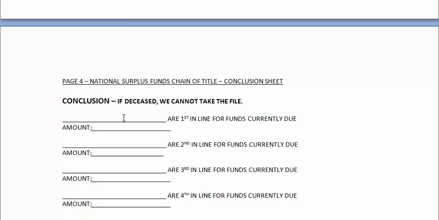Okay, National Surplus Fund's conclusion. I can't believe the number of folks who don't fill this out. We need to have the conclusion. Who's first in line, guys? Is it the owner? Great. If there's no other debt, fantastic. Put them in there. Put the amount that they're owed, the surplus funds. If it's a bank or someone else, put them first. And of course, if the bank is owed $50,000 and there's only 30 plus in surplus, stop. Don't turn it in, guys. The bank's first in line.